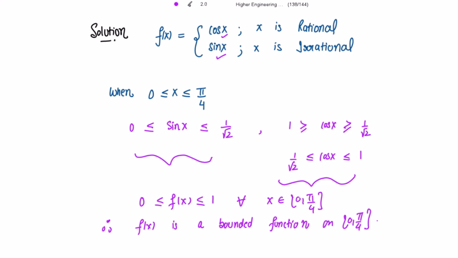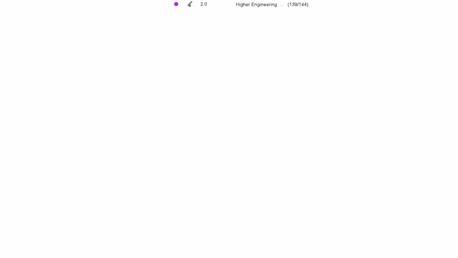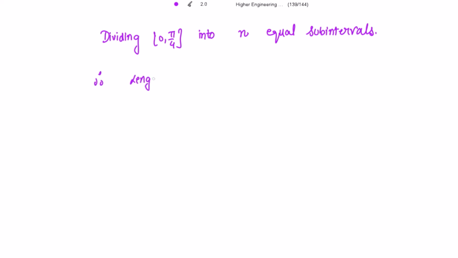Now we need to find the lower Riemann integral and upper Riemann integral. For that, we also need to find the lower sums and upper sums. So let's divide this interval into n equal parts to get the greatest lower bounds and the least upper bounds. Therefore, the length of each subinterval is (b minus a) divided by n, that is pi by 4 minus 0 divided by n, that is pi by 4n.